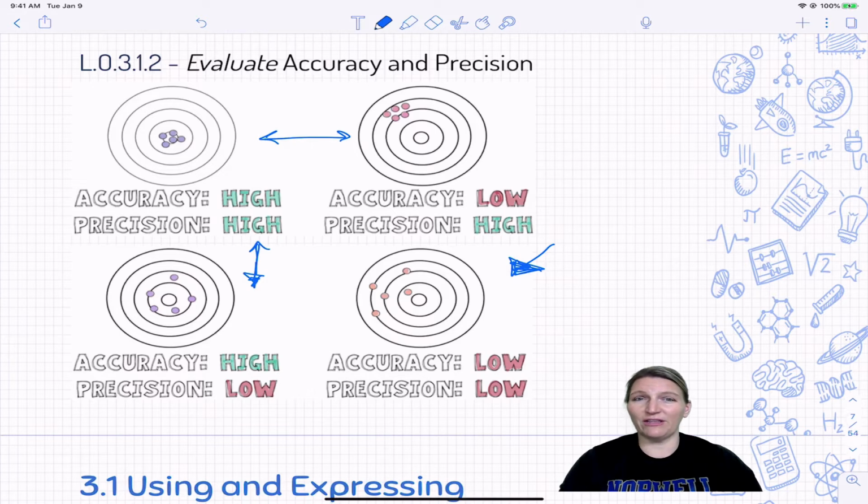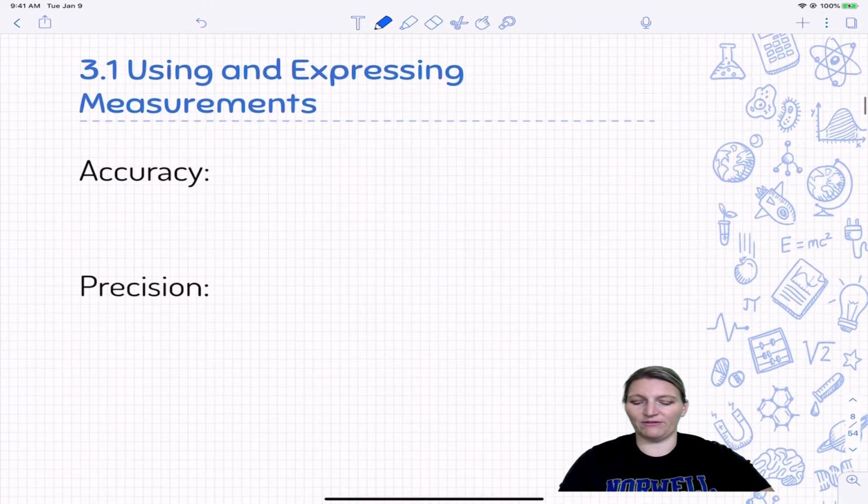Does your definition that you've made up in your head match with that fourth target being low accuracy and low precision? So if you want to take a second to pause the video and write down your predictions, you can write down your predictions. And then we'll continue on with the actual definitions.